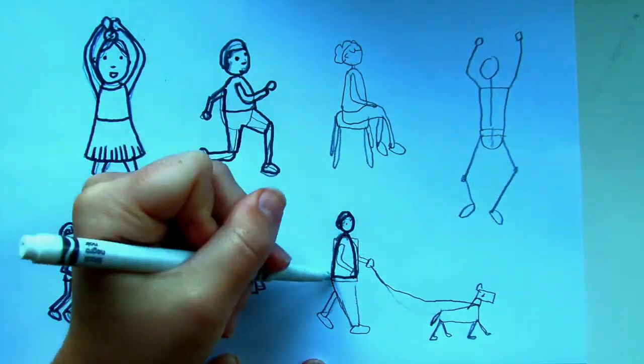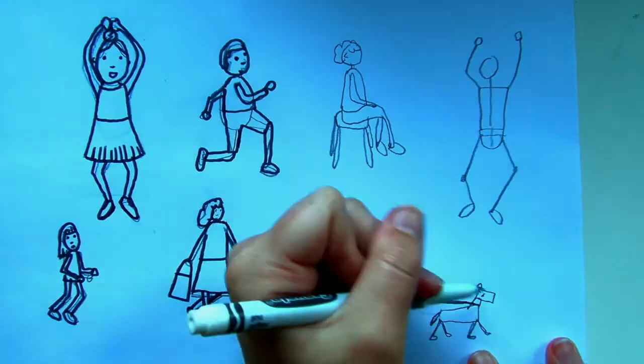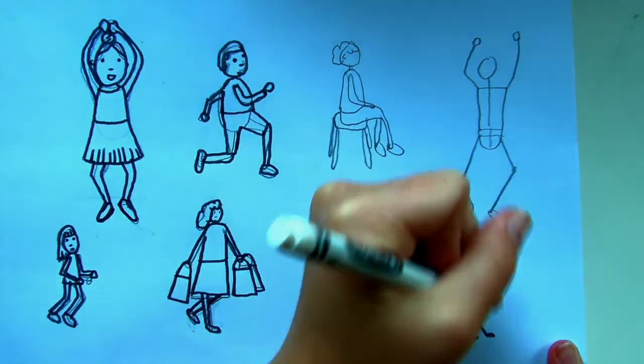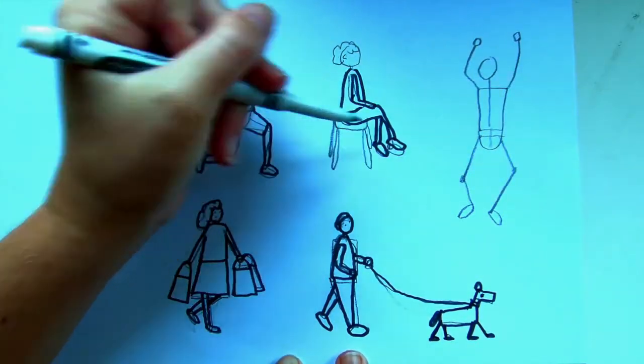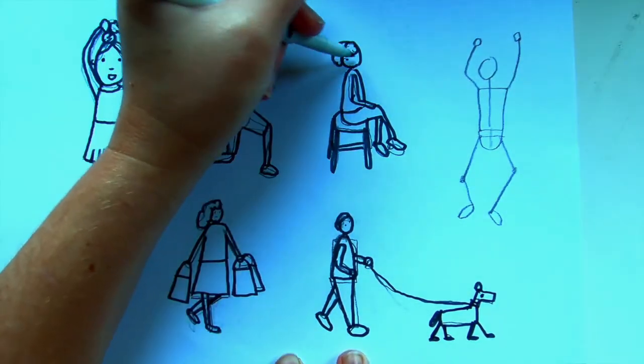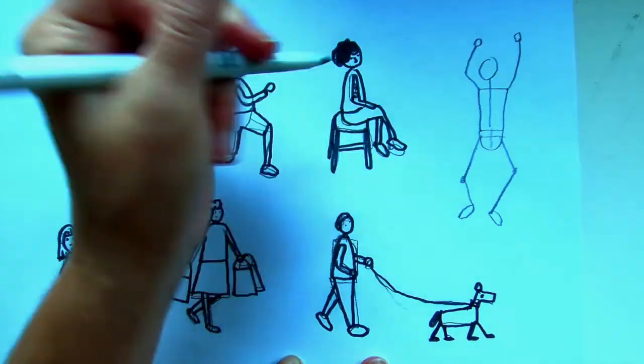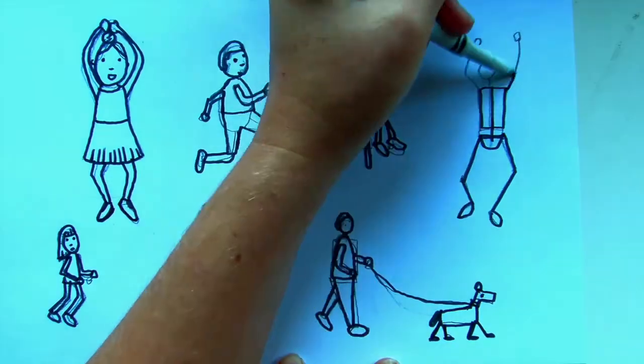As soon as you're ready to add color to your people, you can start adding color. Remember to give a color for the skin tone, for the hair, for the clothing that your people are wearing, or for the fur if you're drawing a fuzzy friend.